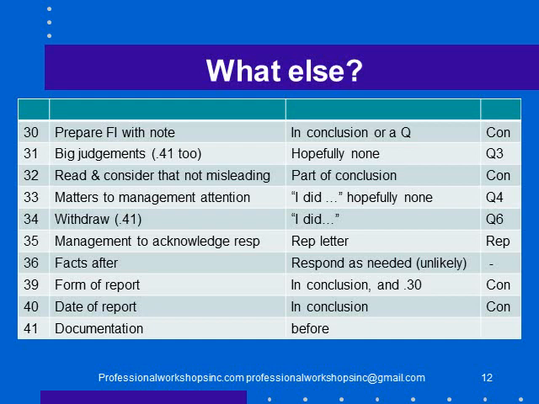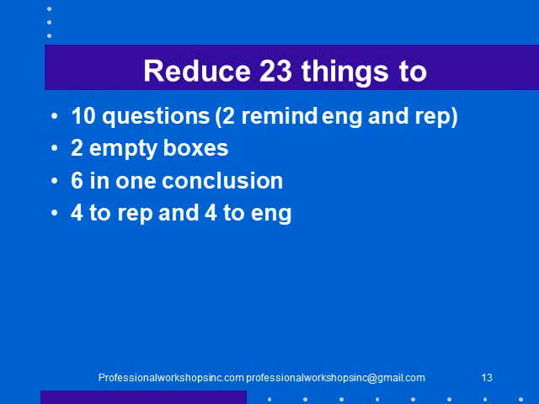Form of the report, I drafted an appropriate report. I put an appropriate date on the report, both in the conclusion and the documentation in 41. We talked about that before. So there are 23 things, if I've counted right. We're reducing it to 10, or maybe it's 11 questions. 2 that remind us to fill out an engagement and a rep letter. We have 2 empty boxes. 6 things that we're supposed to do end up in the conclusion, and 4 things end up in the rep letter, and 4 things end up in the engagement letter. So we've made ourselves as efficient as we possibly can be and kept things to a minimum.